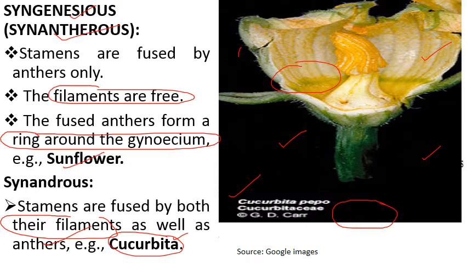So this is the cucurbita flower. इसमें हम देख सकते हैं जो anthers हैं they are fused and the filaments are also fused, and this condition is known as synandrous condition when both filaments as well as anthers are fused. So we use the term synandrous condition.